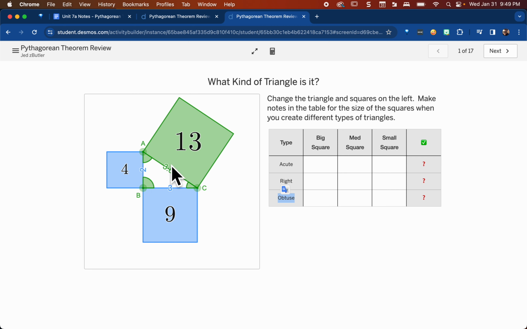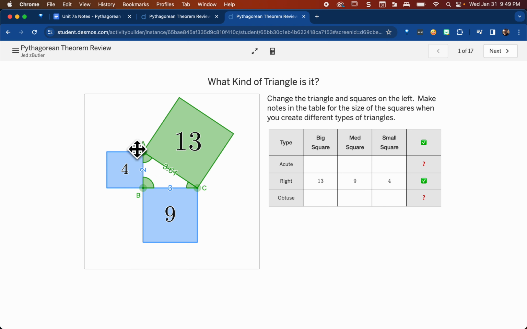So when I look at this triangle and I see these angles and side measures, this looks like it would be a right angle, so I'm going to see if I can test that out. The big square has a 13 in it. That means that the square is 13 square units. The medium square would be a 9, and then the small square would be a 4. And I get a green check mark, so that's good.